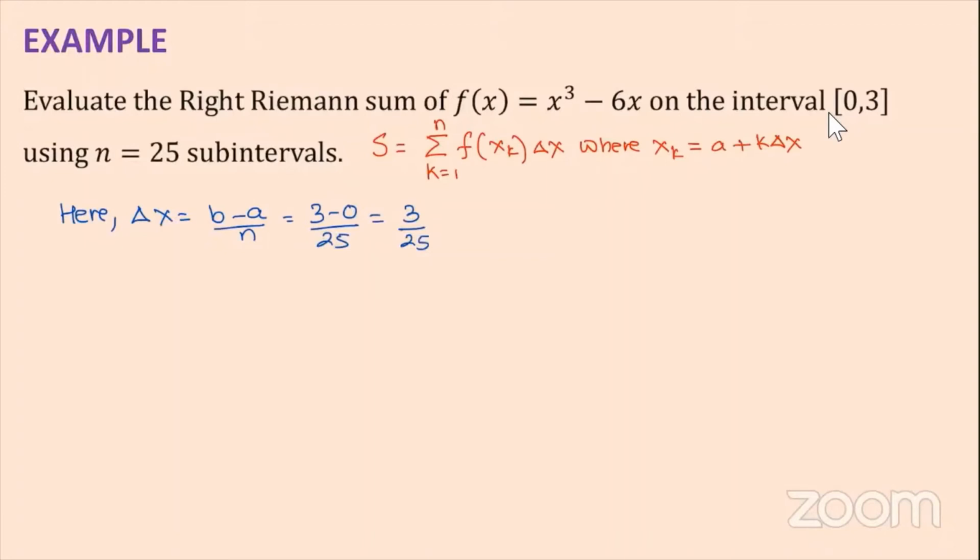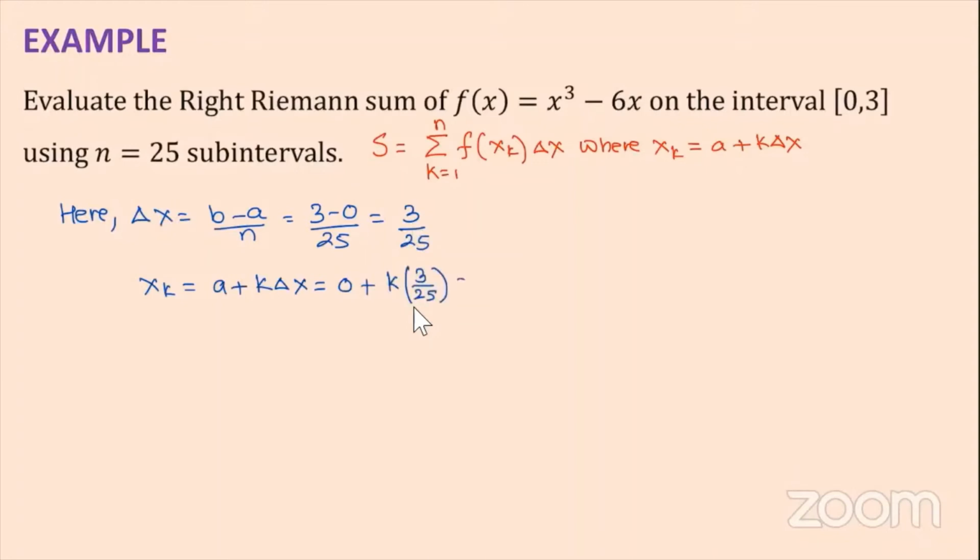Now next we are going to find xk. Xk is given by this formula, a plus k delta x. A plus k times delta x. A is 0, plus k times delta x, which is 3 over 25.